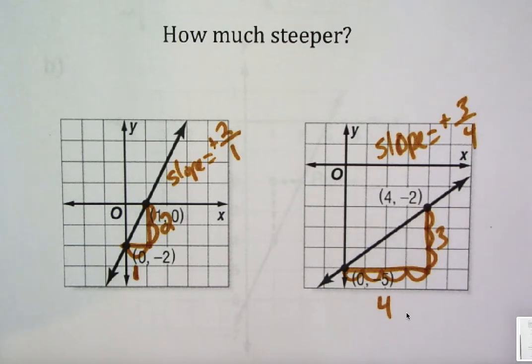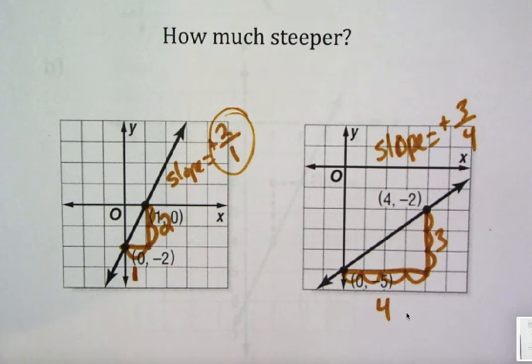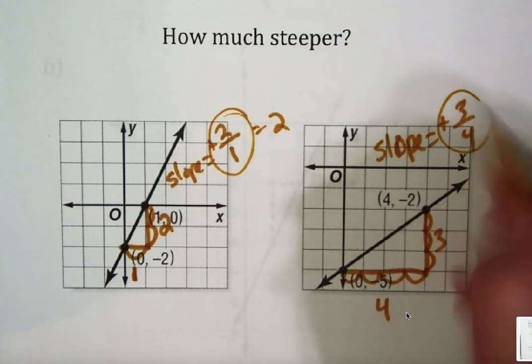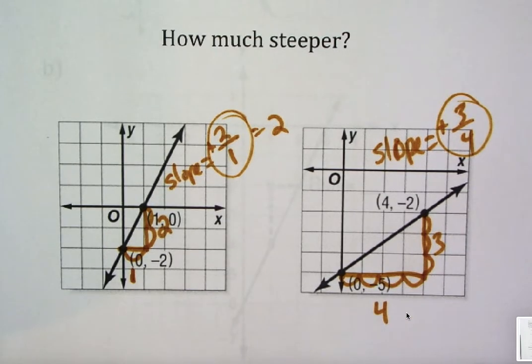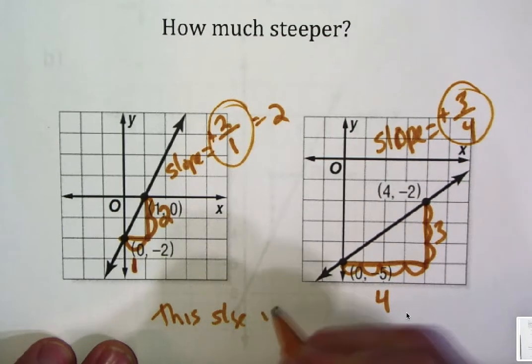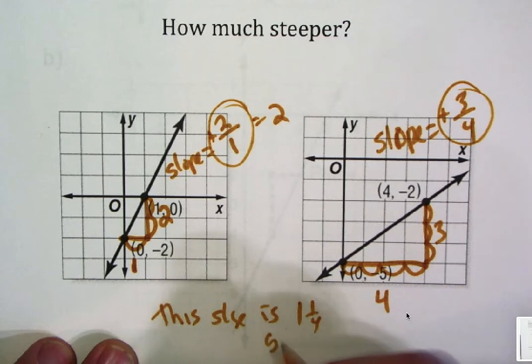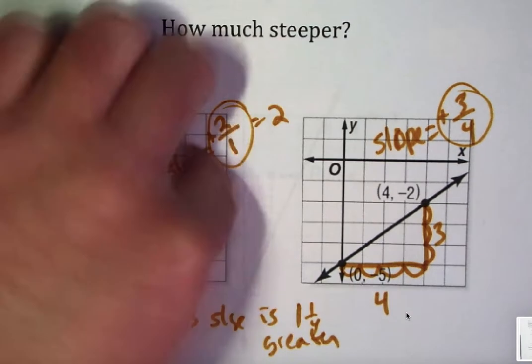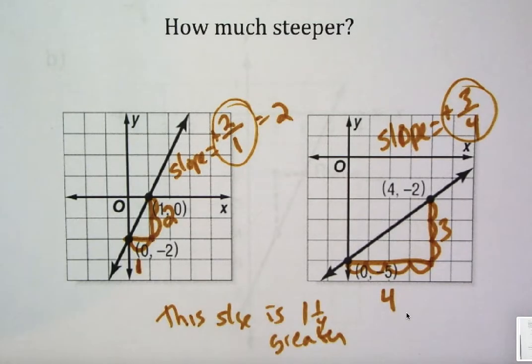Okay? And you can see this slope is greater. It's steeper. It has a slope of 2. That is greater than 3/4, right? This slope is 1 1/4 greater, right? There's a greater steepness to it. Its slope is 2 over 1, which is 2. That's greater than 3/4. It has to be because it's steeper.